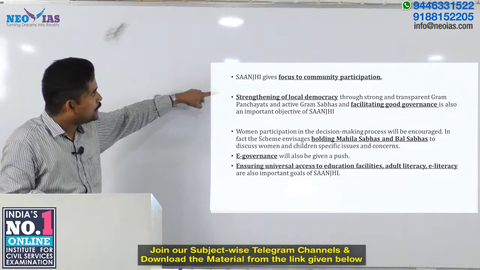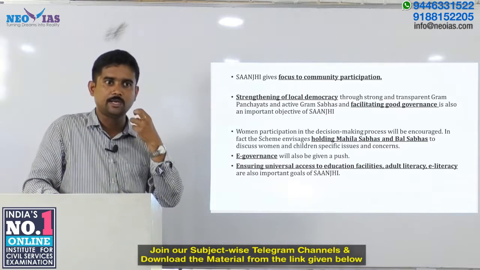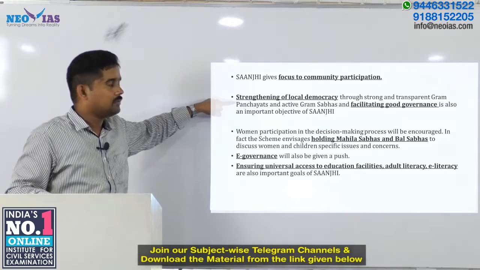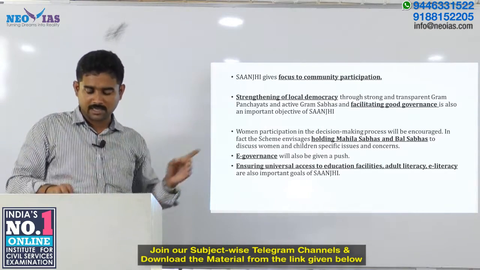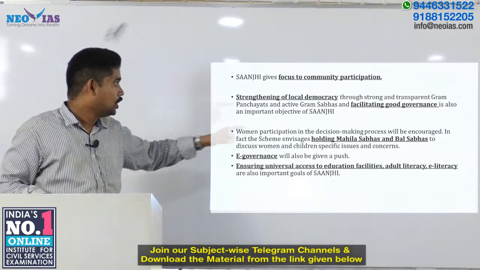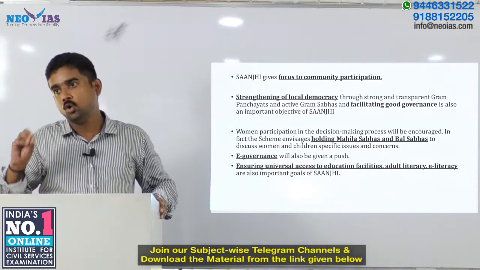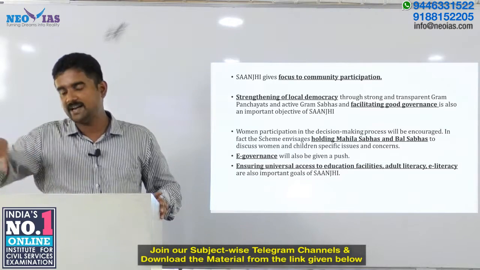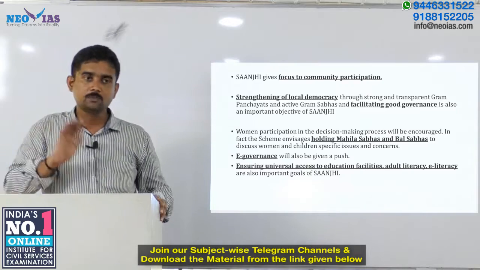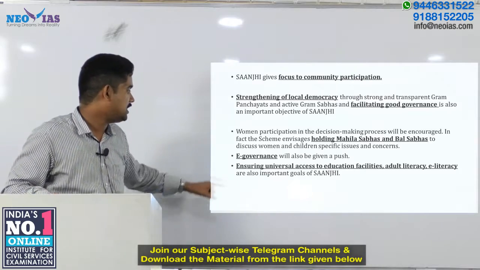Saansad Adarsh Gram Yojana focuses upon community participation, strengthening of local democracy, as we have already discussed, and again focusing upon the good governance aspect and to facilitate that. Then one key idea is holding Mahila Sabhas and Bal Sabhas in those identified Adarsh Grams, so that the issues in the local region pertaining to women and children come up and are discussed. That is also one of the key features.